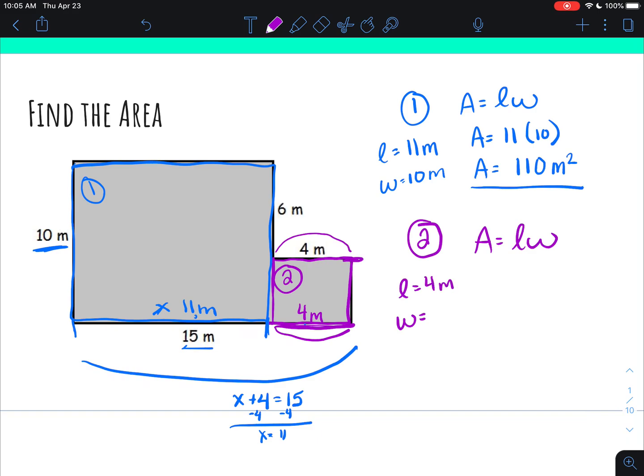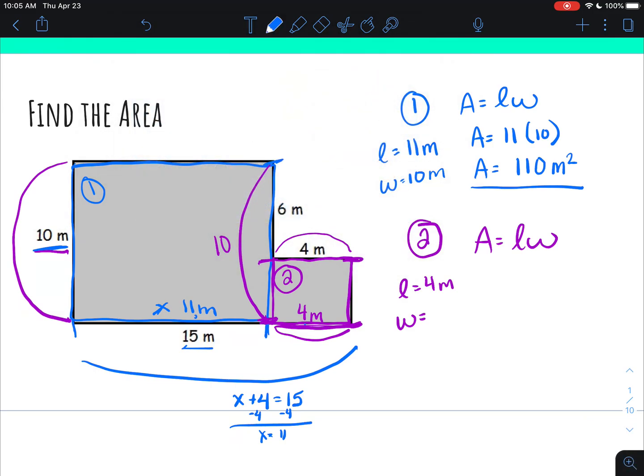But I need to figure out the width, which is this chunk right here. So I kind of have to use my rectangle reasoning skills again. So I know this whole piece right here is 10. So that means this whole side is 10.